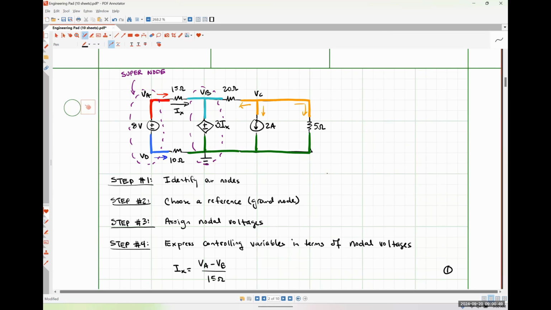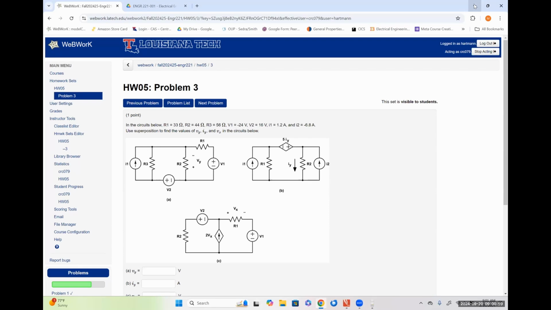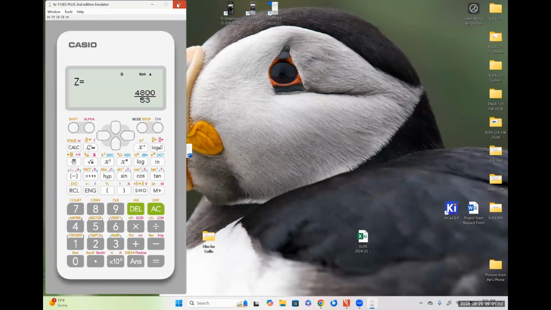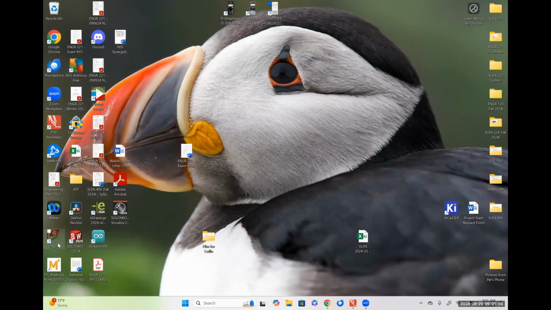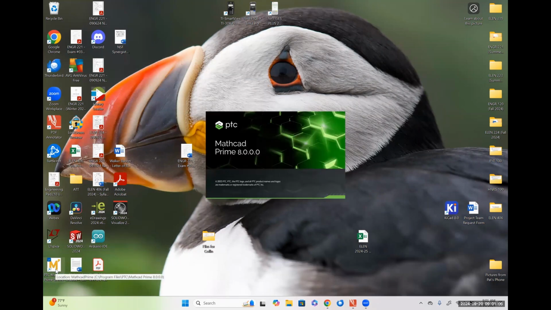Now, none of our calculators can do a 5 equation, 5 unknown system, which means we might have to use a computer algebra tool like MathCAD in order to solve this system. So I'm going to show you guys exactly how to do that. I'm going to go through this relatively quickly because I believe you all should have used MathCAD in prior classes.